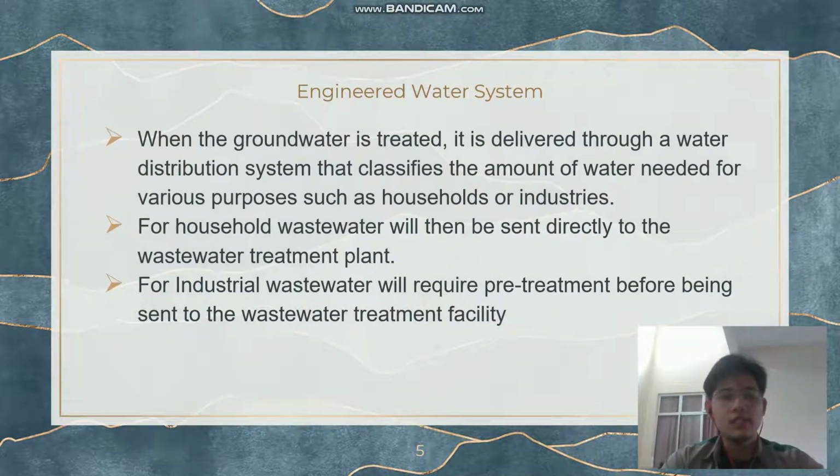Engineered water system. When the groundwater is treated, it is delivered to a water distribution system that classifies the amount of water needed for various purposes such as household or industries. Household wastewater will then be sent directly to the wastewater treatment plant, while industrial wastewater will require pre-treatment before being sent to the wastewater treatment facility.